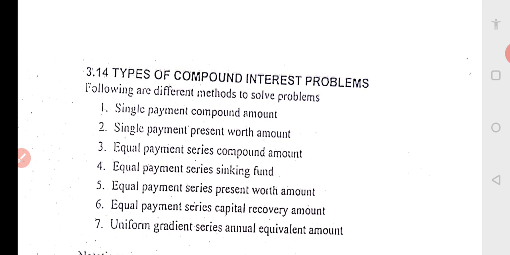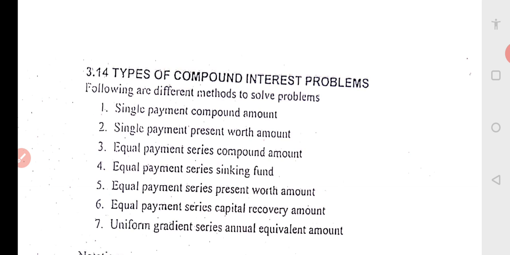This is known as equal payment. It means I am going to get equal payments of 8,000 rupees for a period. This is the equal payment series present worth amount. Present worth means how much I should invest now, today, so that I get the equal payments for a series, meaning a number of years. This is the present worth P.